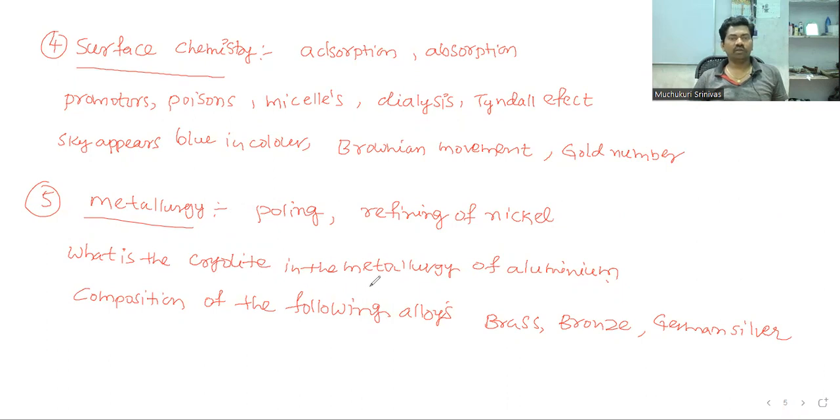Then what is the cryolite in the metallurgy of aluminum? Important question. Then composition of the following alloys. Brass composition is what? Bronze composition. Then German silver composition is what?